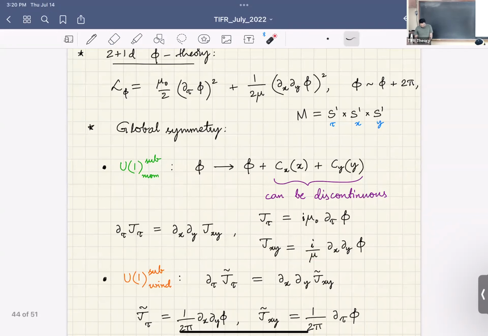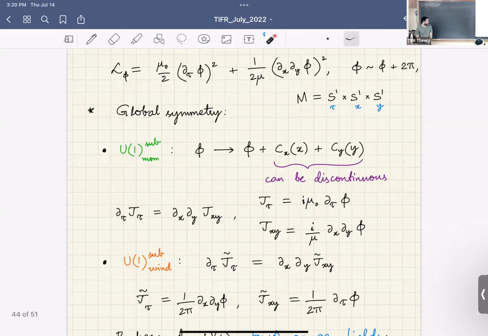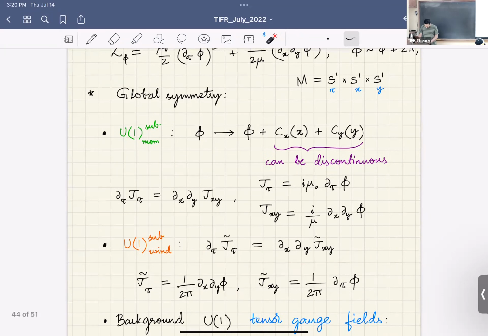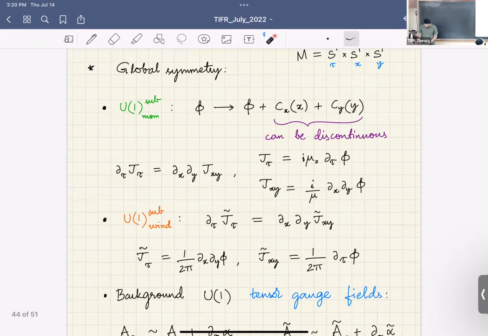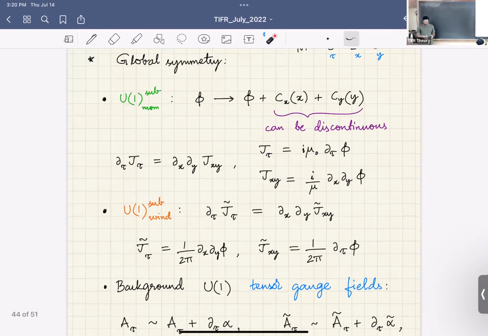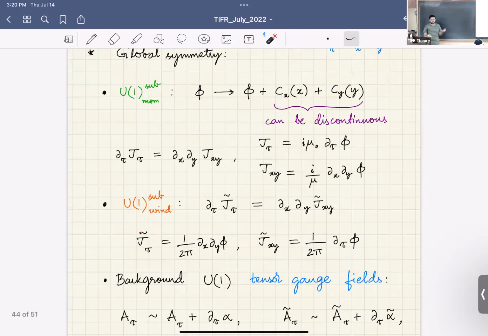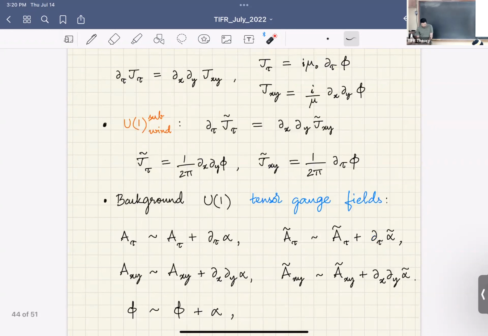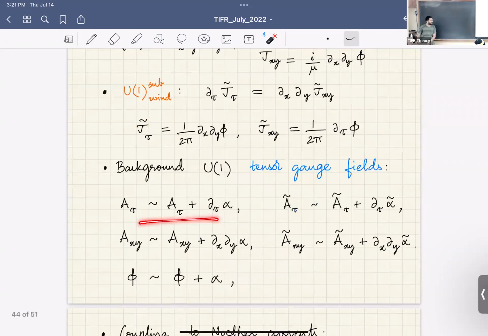We can also construct winding subsystem symmetry currents. They are given by a double derivative of phi in the spatial direction, single derivative of phi in the time direction, and they also satisfy a similar conservation equation. In this case, to couple the theory to background gauge fields, we need background gauge fields associated with subsystem symmetry, and these are the tensor gauge fields. They have this kind of a gauge transformation. The temporal component has a standard gauge transformation, but the spatial part has a double derivative.